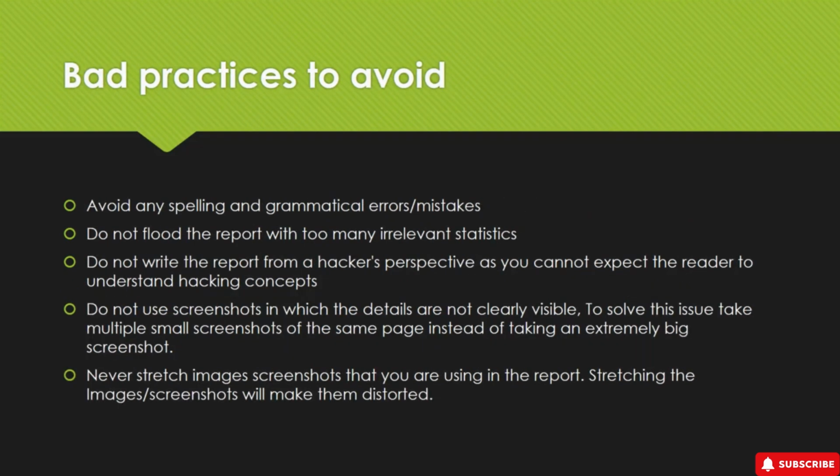So what are the bad practices to avoid? Firstly, avoid any spelling and grammatical errors. Do not flood the report with too many irrelevant statistics. Do not write the report from a hacker's perspective, as you cannot expect the reader to understand hacking concepts. Do not use screenshots in which the details are not clearly visible. To solve this issue, take multiple small screenshots of the same page instead of taking an extremely big screenshot. Also, never stretch the screenshots that you are using in the report. Use the original size. Stretching the screenshots will make them distorted, which looks bad and comes under bad practices of a VAPT report.